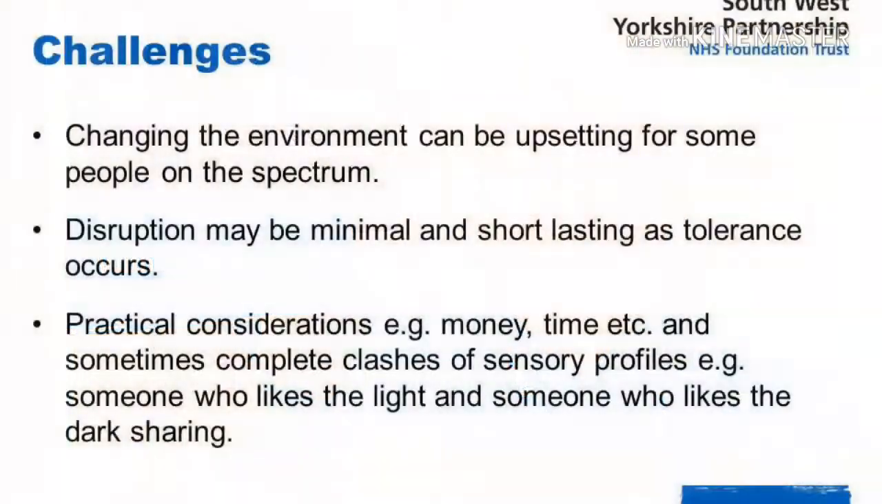Changing the environment can be difficult, and for autistic people that in itself can be disruptive. We have to think about creating an enabling and friendly environment. We have to consider that disruptions may be minimal. We have to think about the challenges that we face, such as time and money to complete these changes. We also have to think about how there may be clashes between people who have different sensory challenges, such as people that may like light or noise and others that don't.